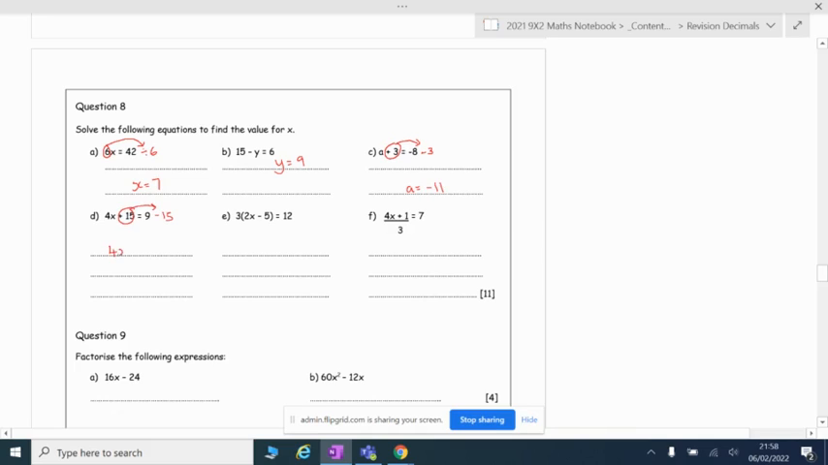So we're left with 4x equals 9 take away 15 is minus 6. And then the times by 4, that 4 is times in that x, becomes divide by 4. Could be written like that. Another way to write that, probably more common, is that. Okay, it doesn't matter which way.